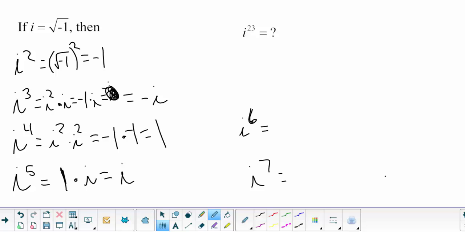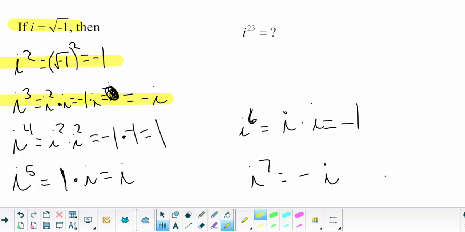And now i to the 6th. Well, i to the 6th would be i to the 5th, which is an i, times another i. So i times i is i squared, which is -1. So notice we're starting to repeat this pattern here. If we did i to the 7th, we would end up with -i, like we did with i cubed. So there's our pattern here. It goes i, -1, -i, 1, and then it repeats over and over again.